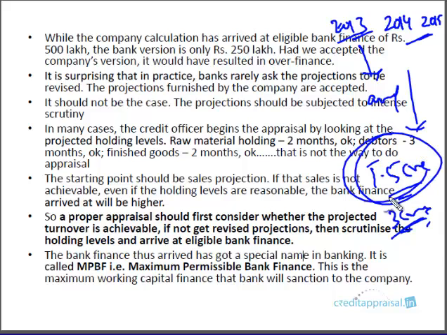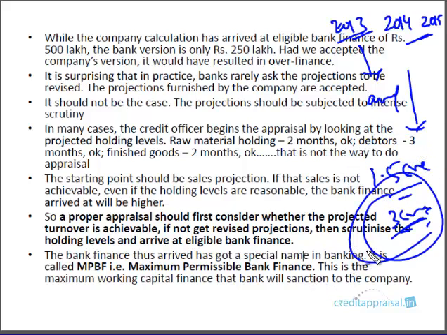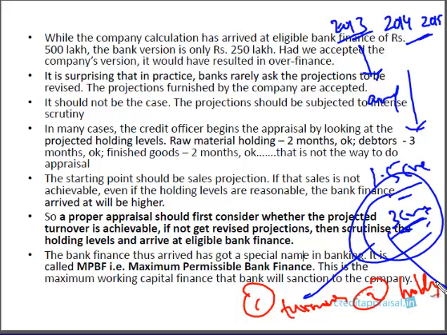But as an officer, the first thing you have to do is understand how they arrived at the 3 crores. This 3 crores was arrived based on 2 factors. One, the company has assumed a particular turnover, and two, the company has assumed some holding levels for raw material, finished goods, debtors, and various other items. Now you as a banker have to question this, right? If you blindly accept the projections given by the company, you're going to get a working capital requirement of 3 crores. But you have to question these two.